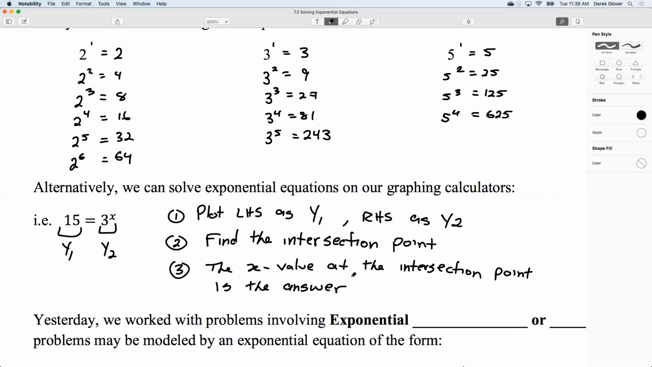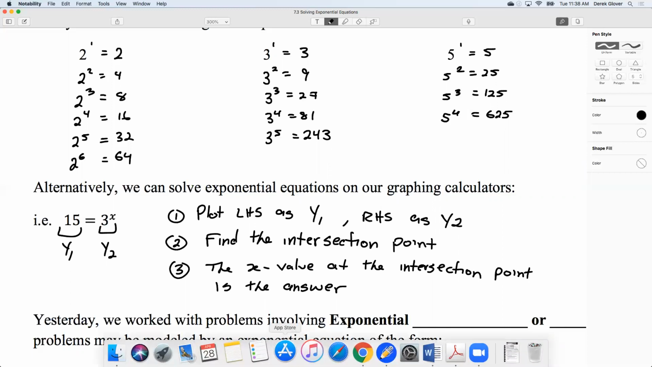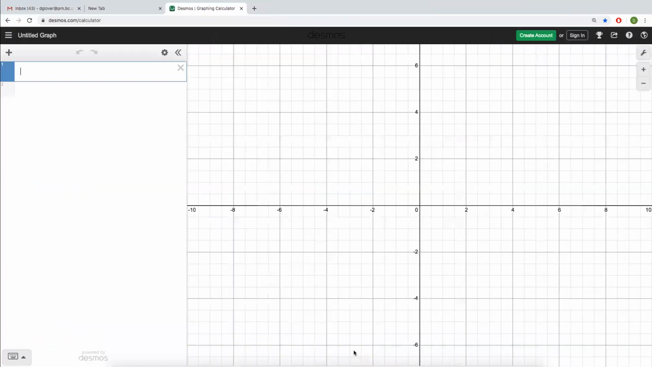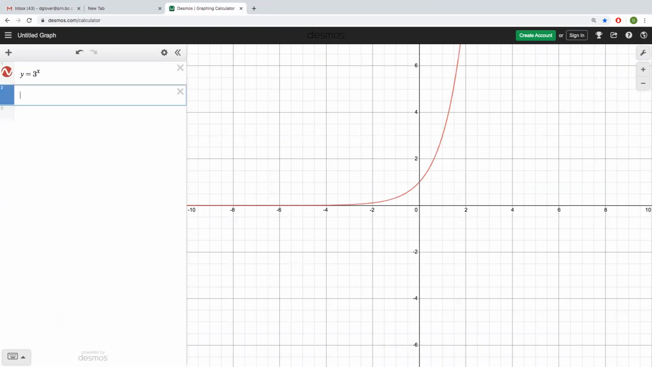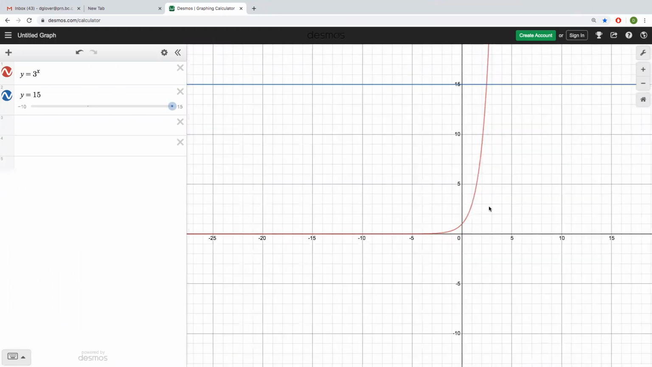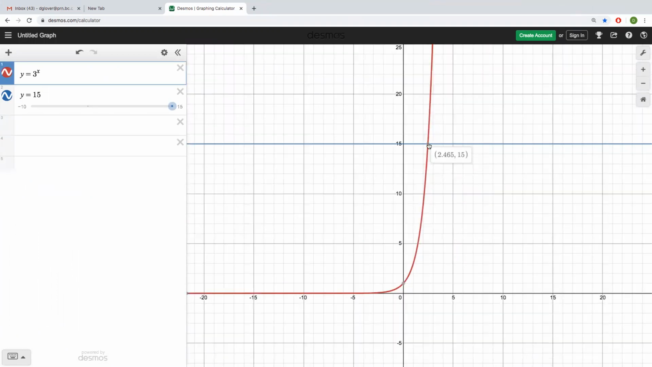So we can do this one on Desmos. So I'll switch my screen over to Desmos here in just a second. So 15 is one function and 3 to the x is the other. So I can plot y equals 3 to the power x as my one function. I can plot 15 as my other, whoops, I just got to define it as y equals 15 as my other function. I can't see it right now, but if I zoom out, there it is. My intersection point is right here. The answer is 2.47, 2.465 if you want.